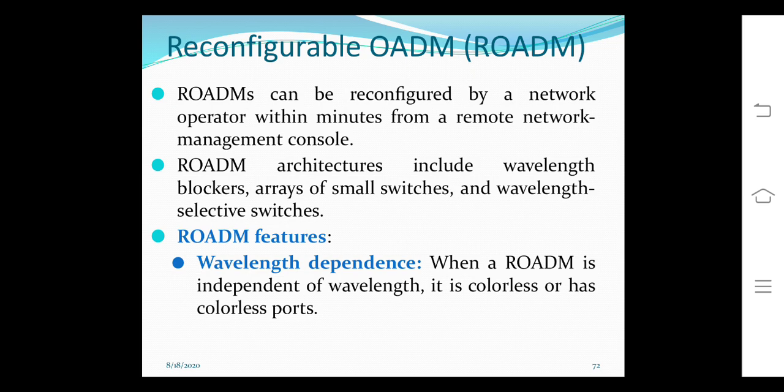So what are the features present in ROADM? First one is wavelength dependence. When a ROADM is independent of wavelength, it is colorless or has colorless ports. But when it depends on wavelengths, we will have color codings in the optical fibers. So depending on the colors only, the signals will be classified for each wavelength in the color codes present in the optical fiber.